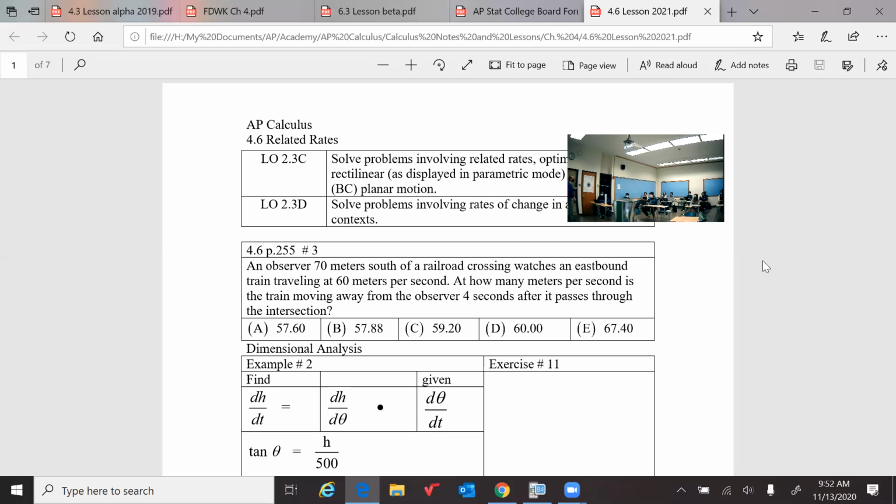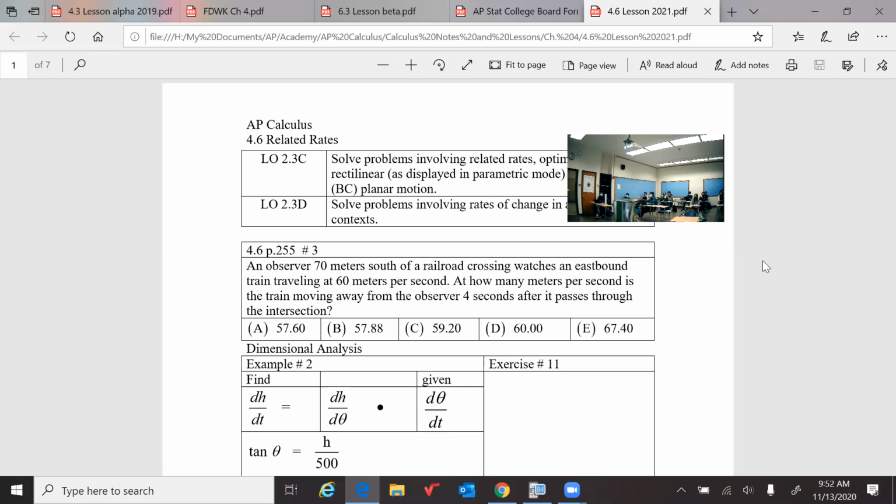Correct. But in terms of the rate, what rate were you given? You were given the rate that the train's traveling. So they gave you dx/dt. Make sense? That was given. They had to give you something.